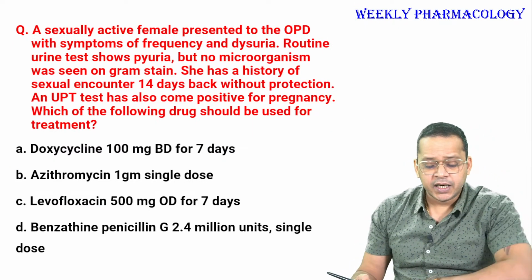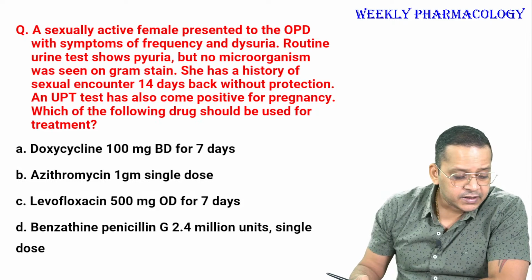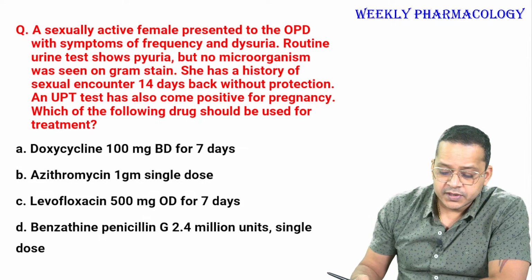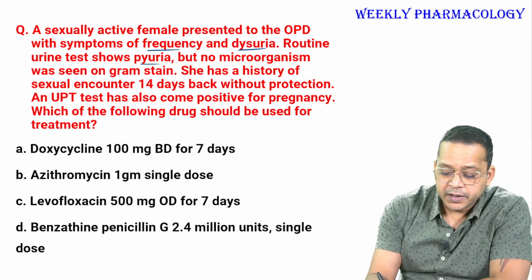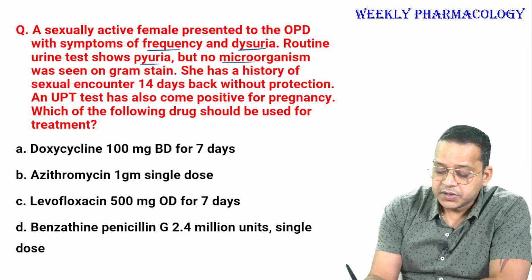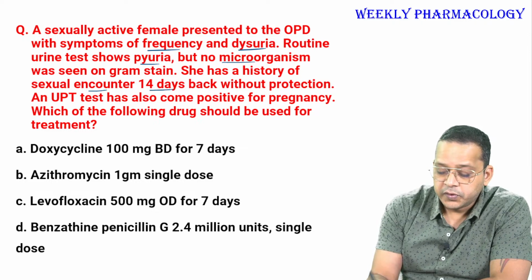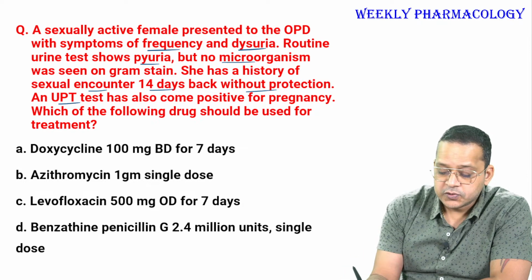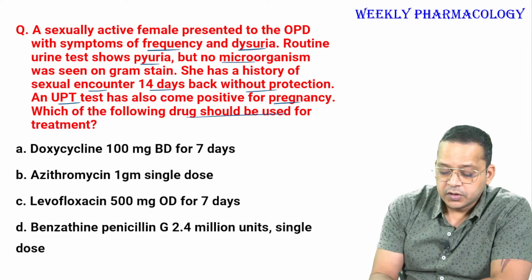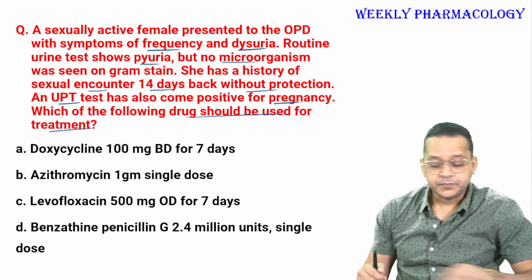A sexually active female presented to the OPD with symptoms of frequency and dysuria. Routine urine test shows pyuria, but no microorganism was seen in gram stain. She has a history of sexual encounter 14 days back without protection, right? UPT has also come positive for pregnancy. Which of the following drugs should be used for treatment, right?